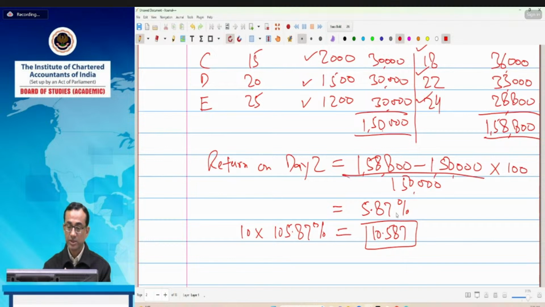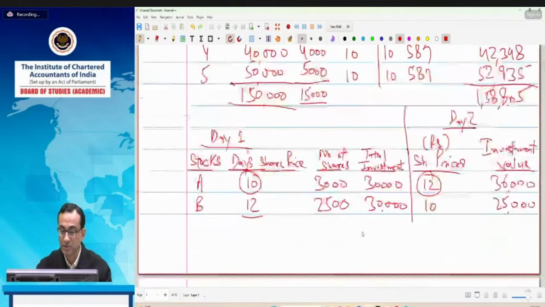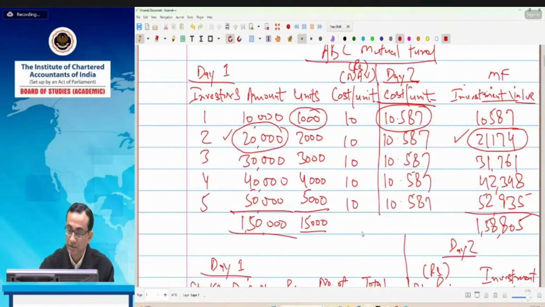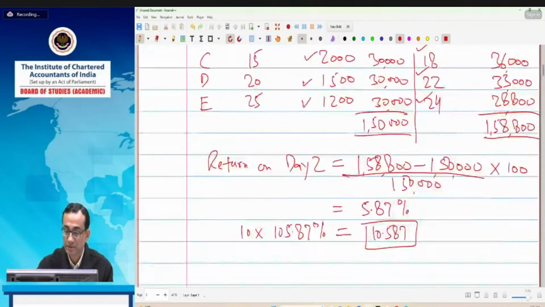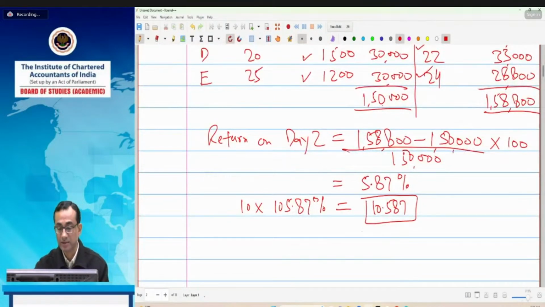This 5.87% will also be reflected in the price of the mutual fund units. So mutual fund units will also be increased by the same proportion. That is, we multiplied 10 rupees, the unit value on day one, with the percentage increase, that is 105.87%. So the unit cost, that is the cost at which a new investor will purchase on day two, is actually 10.587 and not 10 rupees.